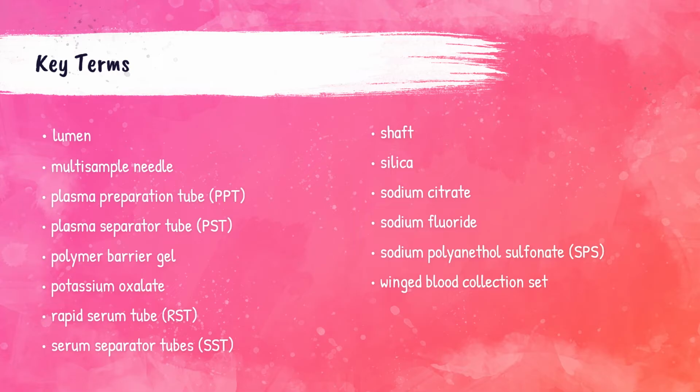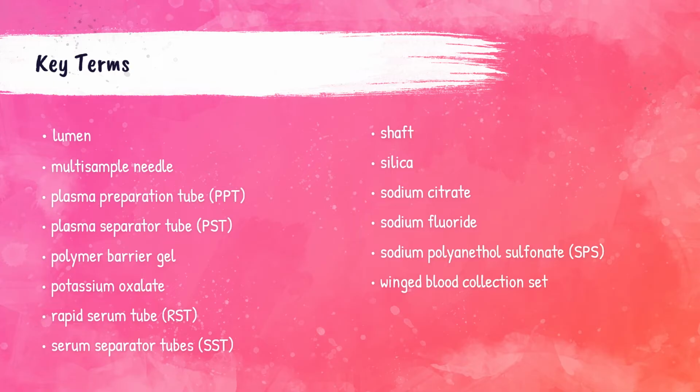More key terms between these two presentations are lumen, multi-sample needle, plasma preparation tube or PPT, plasma separator tube or PST, polymer barrier gel, potassium oxalate, rapid serum tube or RST, serum separator tube or SST, shaft, silica, sodium citrate, sodium fluoride, sodium polyethyl sulfonate or SPS, and winged blood collection set.